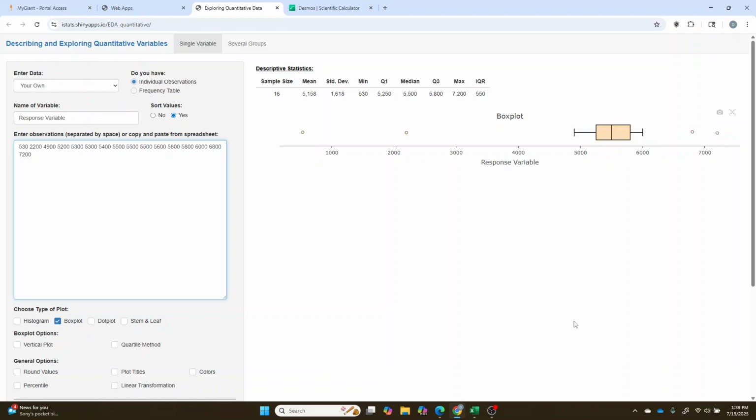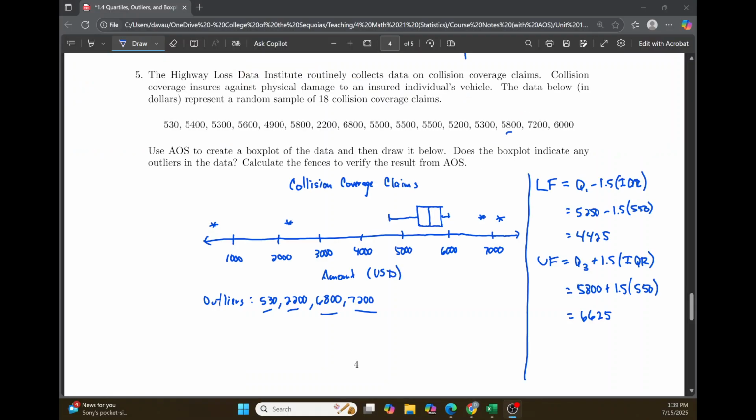So anyway, hopefully that makes sense. It's unfortunate that Art of Stat mislabels things that way. Then again, maybe it's not a mislabel. Maybe it's just a difference in terminology, right? Different people use the same words to describe different things sometimes. But in this class, the fences refer specifically to these numbers. They don't correspond to anything that's actually in the graph, right? 6625 would be somewhere here, and 4425 would be somewhere here, right? But we don't actually indicate those on the graph.